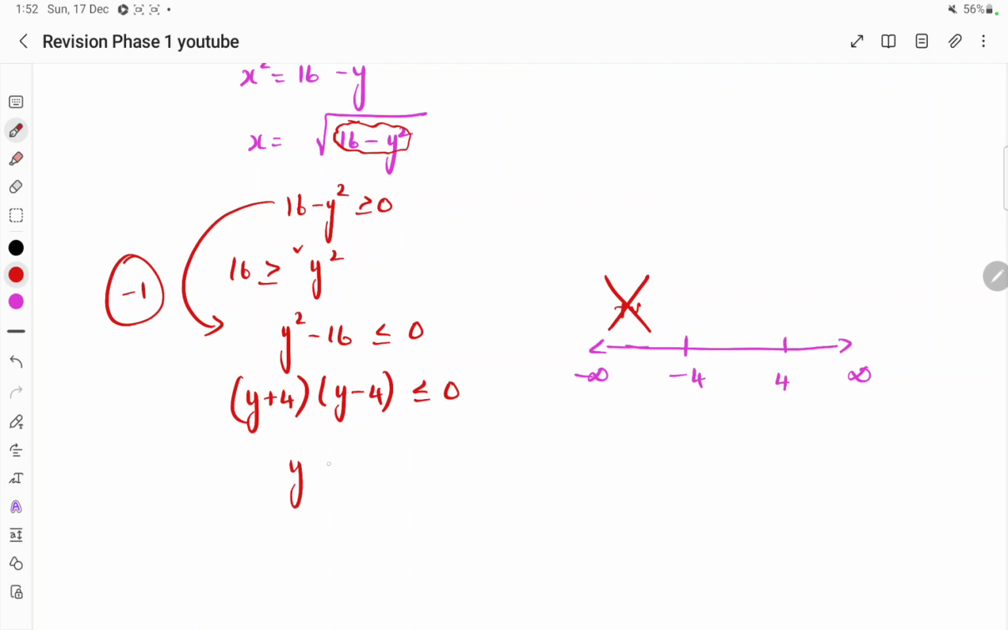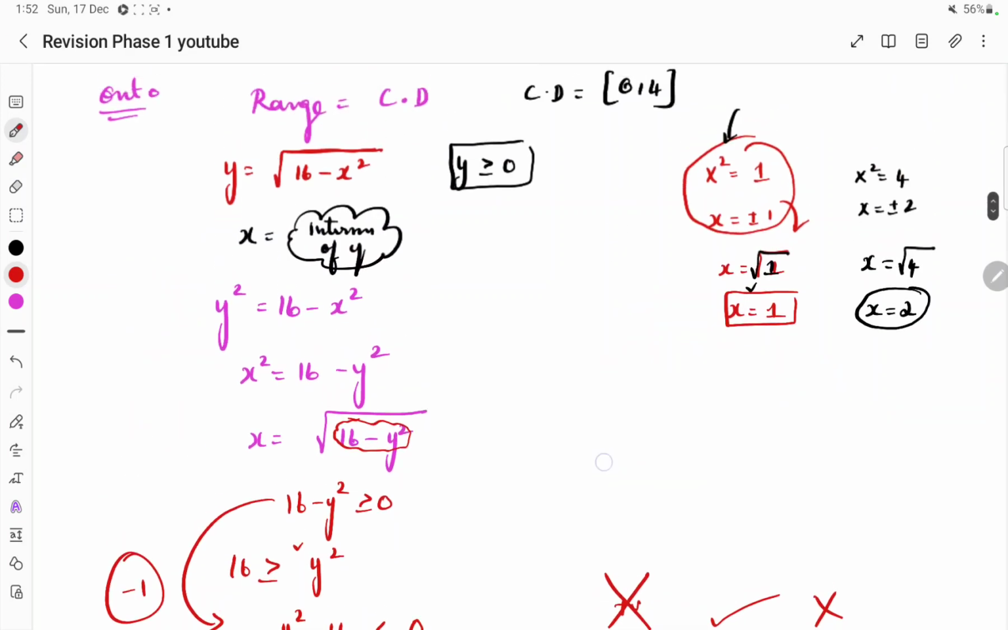And y belongs to, if I take any value in between minus 4 to 4, if I take 0, so 0, 4 here and here minus 4, it is lesser than or equal to 0, which means I can take any value in between minus 4 to 4. And 4 to infinity, if I take 5, one is positive and the other one is 5 minus 4, two of them are positive, which means it cannot be lesser than or equal to 0. This also I cannot take. So y belongs to minus 4 to 4.